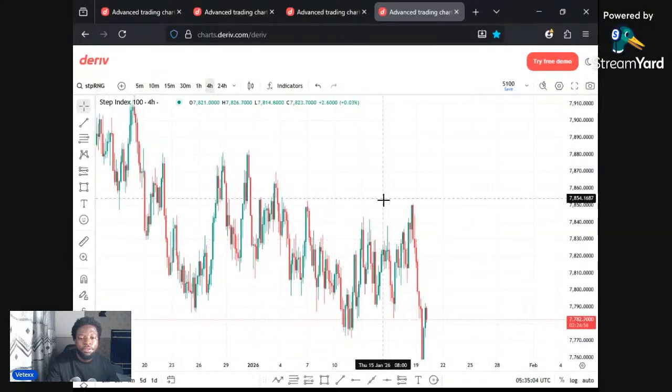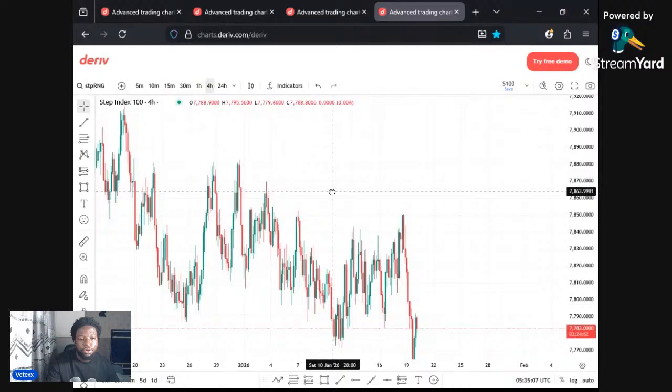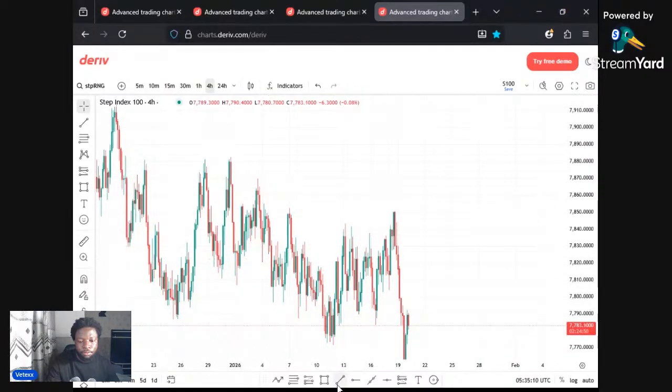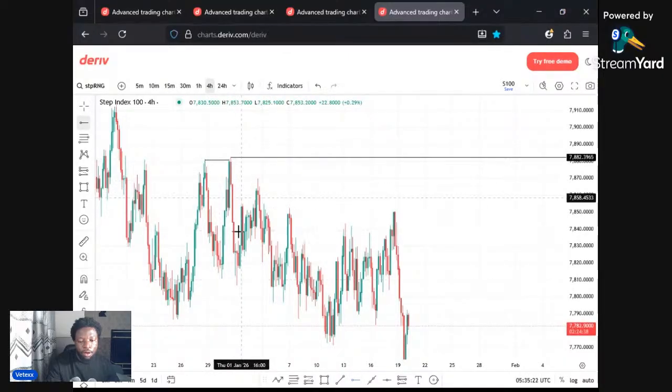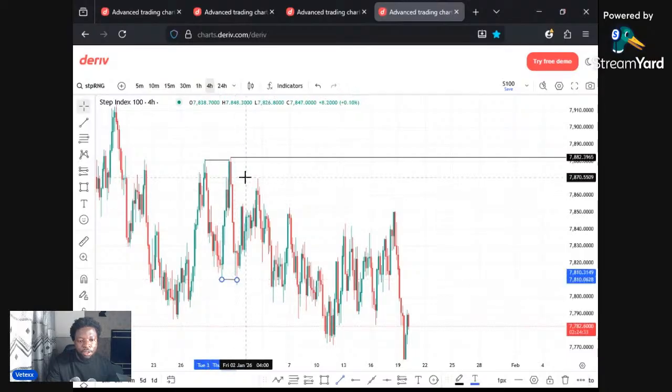Now on the 4-hour time frame, we have a continuation, which is this sweep of liquidity here. This is a protected high right here. This is our first break of structure. Price retrace 50% to give us our structural liquidity.